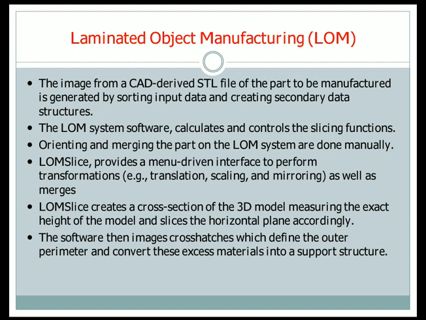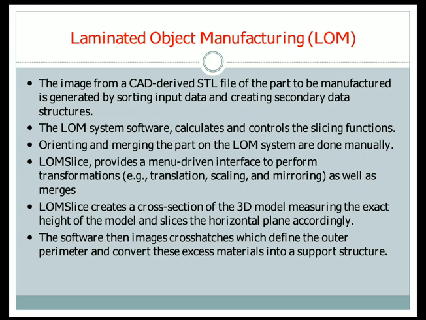Now we shall see the laminated object manufacturing. An image from a CAD derived STL file of the part to be manufactured is generated by sorting input data and creating secondary data structures. The LOM system software calculates and controls the slicing functions. Initially the three-dimensional model which is to be manufactured is created in CAD software. It is modeled and it is sent to an STL file. The LOM system software calculates and controls the slicing functions. Orienting and merging the part on the LOM system are done manually. So manually the operator has to do the orienting and merging operations.